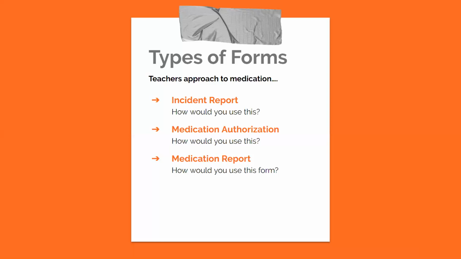The second part is the medication report. So this is the sign off that goes with the medication. The medication report will have a sign off of basically who gave the medication and what time they gave the medication. So you want to make sure that you don't get those two mixed up. You have the authorization, which is signed by the parents, and then you have the medication report, which is basically the person that's giving the medicine, who gave it, what time, all that good stuff.